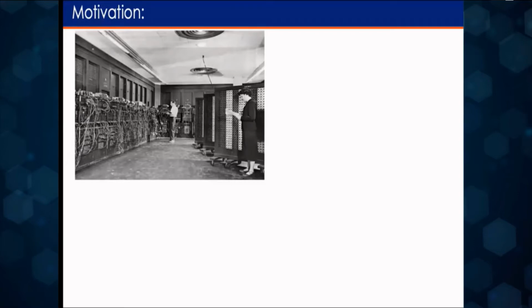This is the world's first computer. You can see that it's gigantic, okay? We need multiple people to operate this computer, and it also occupies a massive area. To store this computer, you need a big room, and it is very slow, and it essentially stores only very small, tiny bits of data.